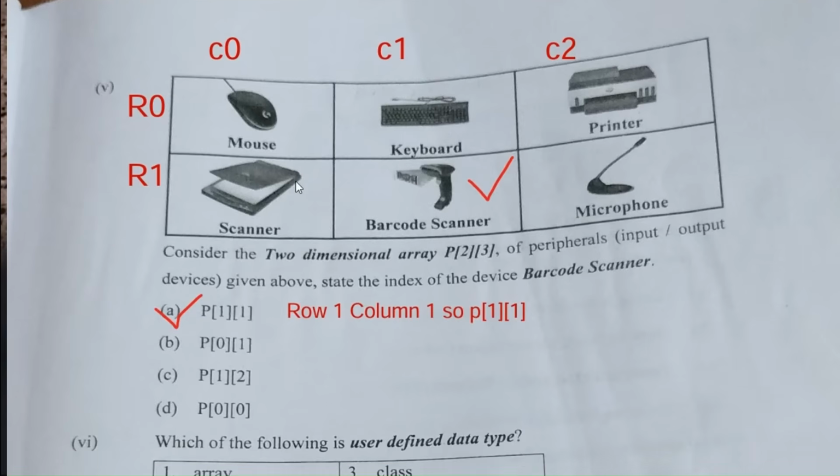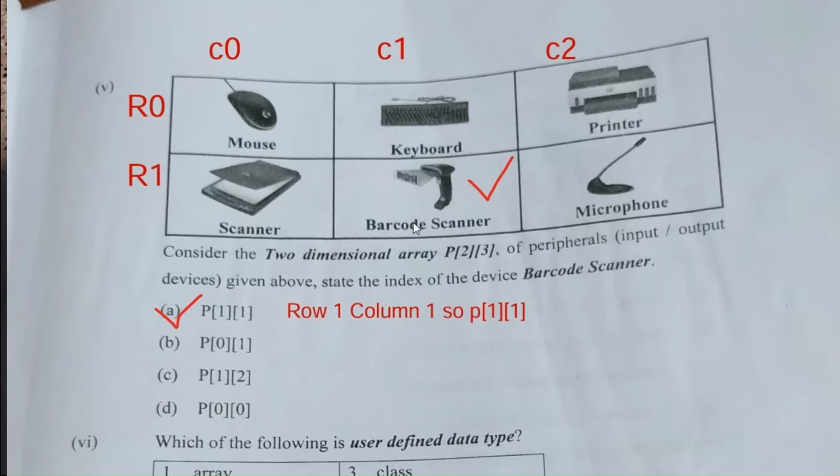Now, let's move to question number 5. This is a two-dimensional array where there are 2 rows and 3 columns. The barcode scanner is located at row 1, column 1. Since array indexing starts from 0, the correct answer is P[1][1].